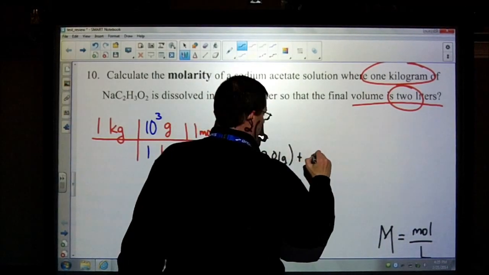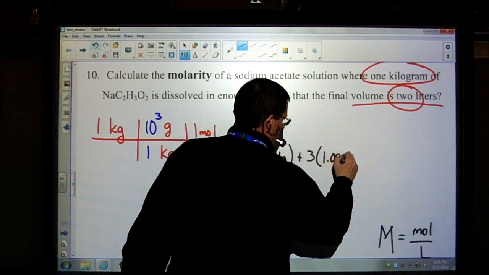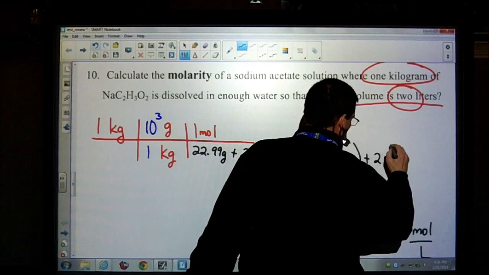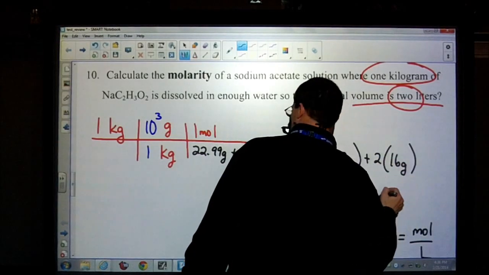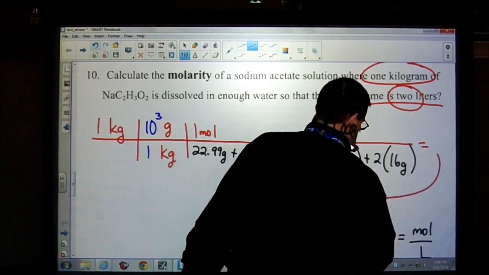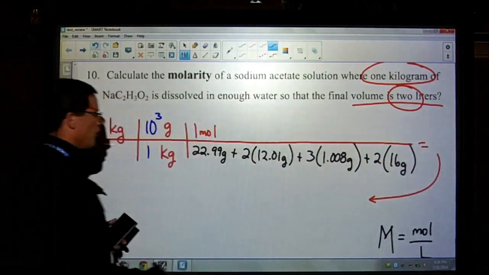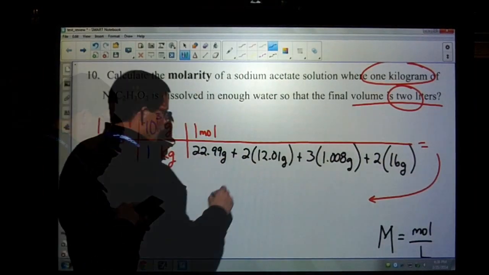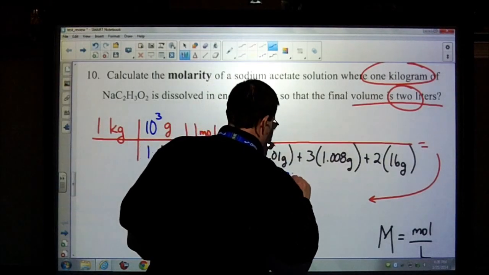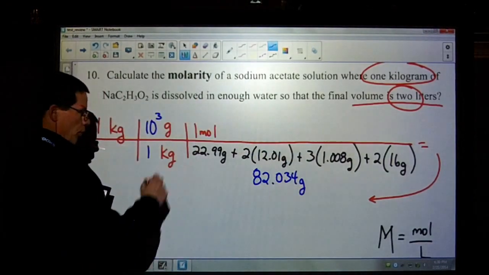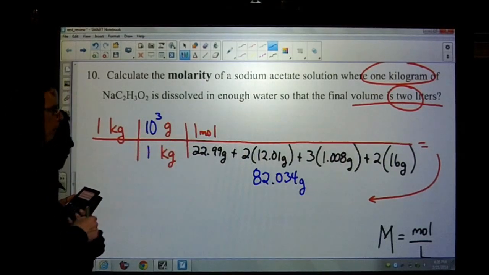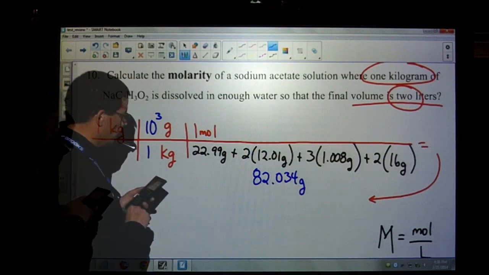So 3 hydrogen and I have 2 oxygen. So that's kind of a big one there. Okay. So this will give us our number of moles. So let's find, actually I want to find the molar mass for this first. 82.034 is our molar mass for the sodium acetate. So now I get to plug all this in. So let's find out how many moles we actually have of the sodium acetate.